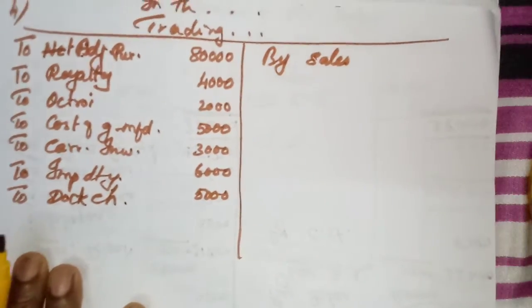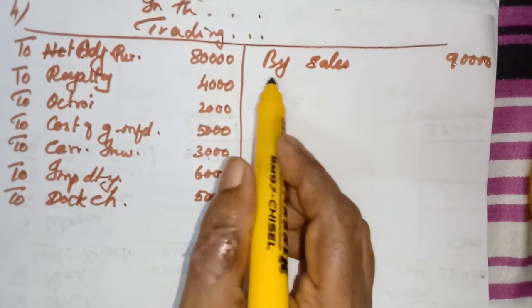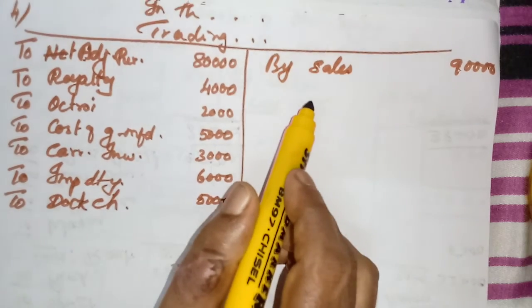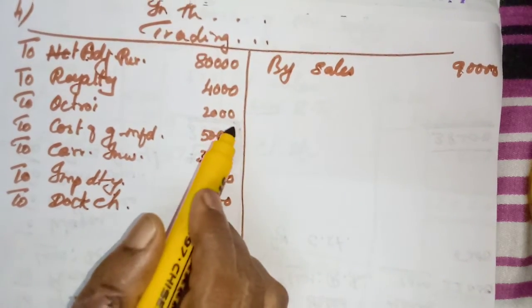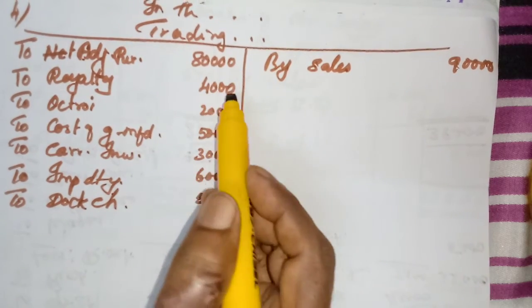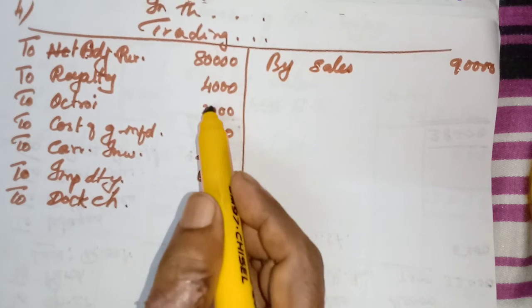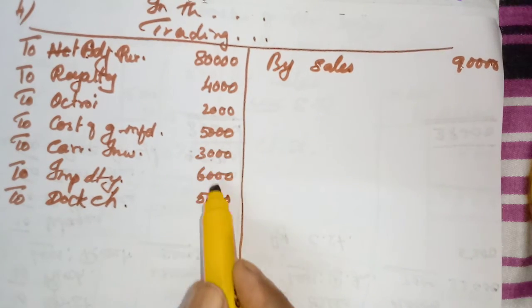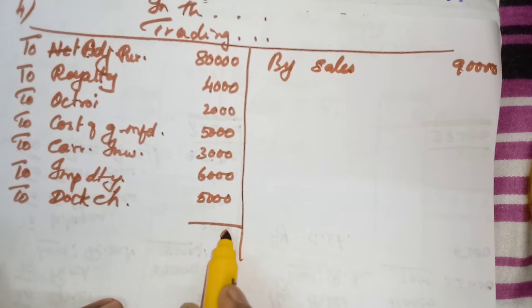Okay, sales 90,000. Closing stock we should not take. This closing stock will appear only in the balance sheet. Okay, what is given there. So see here 90,000, but here more, isn't it? 84, 89, it is more. So this side is more. So we will add this side.